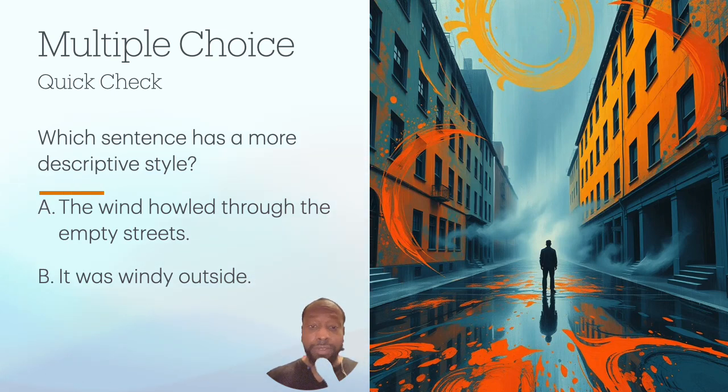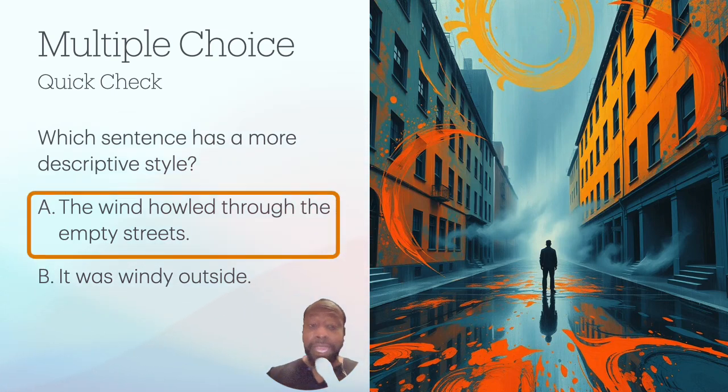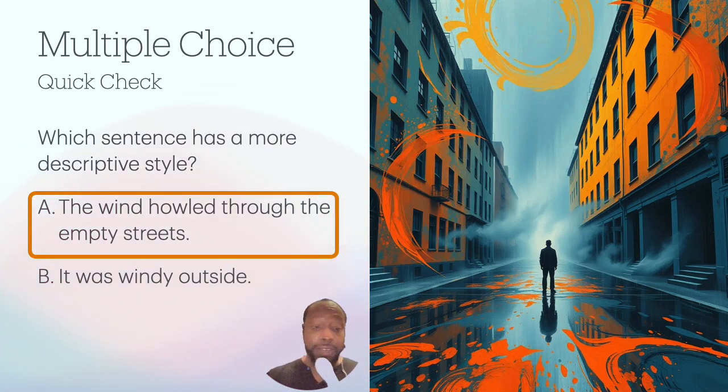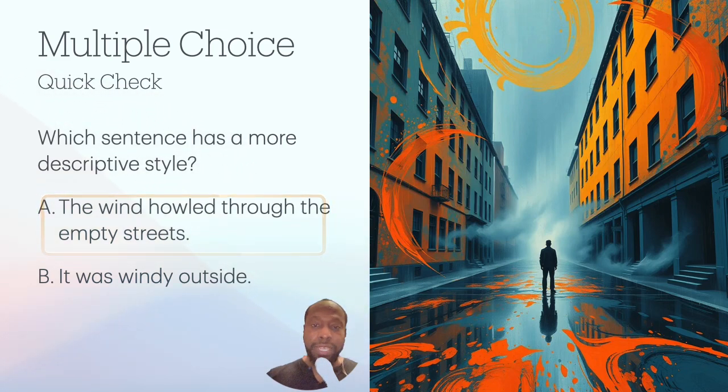Okay, now the answer that we would choose would be A. The wind howled through the empty streets, compared to it was windy outside. Now, the reason for that choice is the first one uses much more interesting language that is perhaps more evocative. And evocative is another way of saying it brings something out of the reader's imagination.